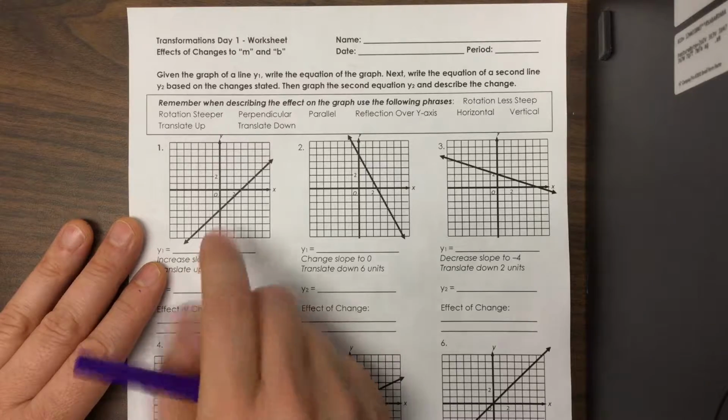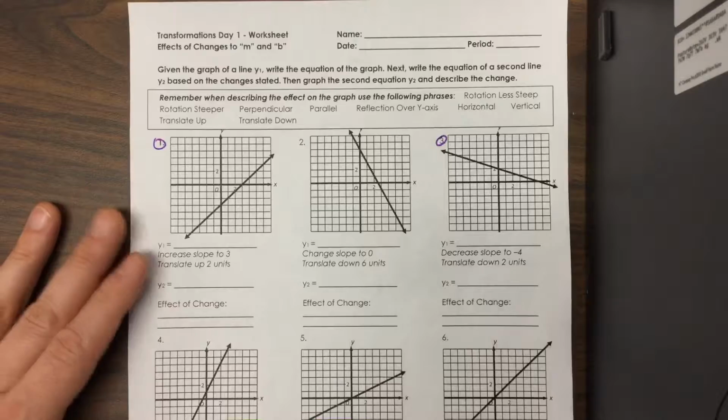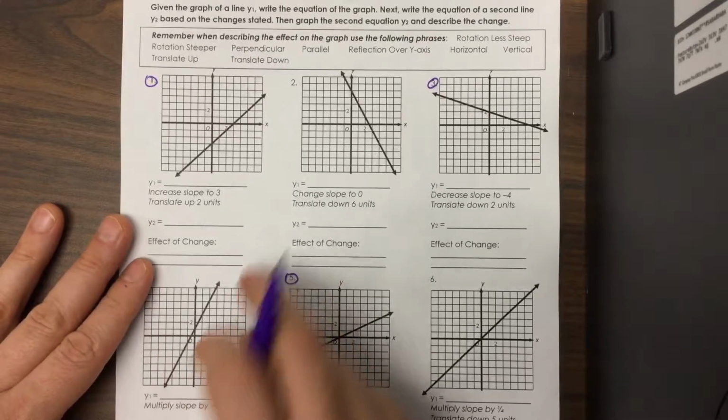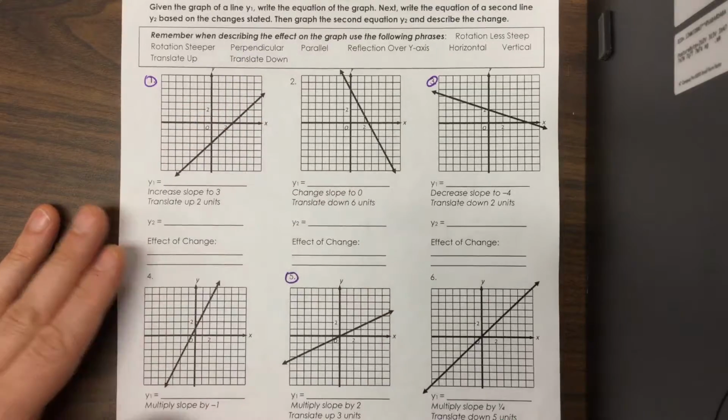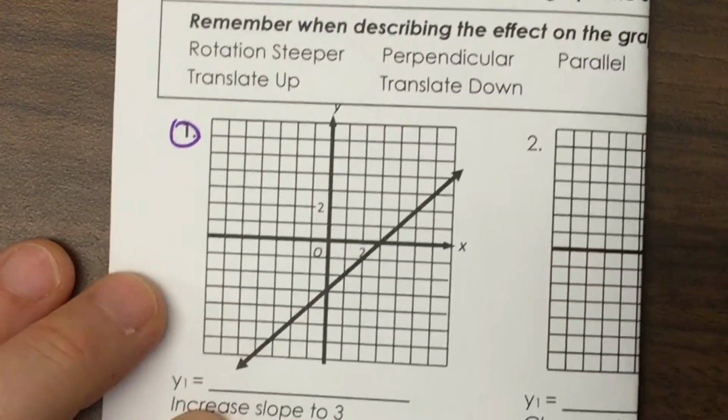So let's do that first, and we're going to do that step for all the odd number problems, which is 1, 3, and 5. All I'm going to do first is just give the equation of the graph that's already on there. So number 1, let me zoom in so it'll help you guys see.